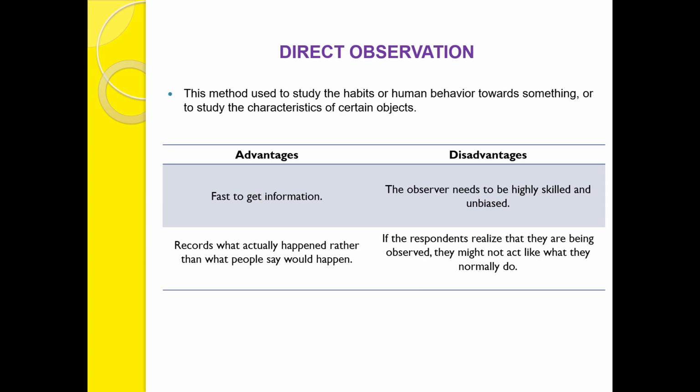And then, the disadvantage by using direct observation is the observer needs to be highly skilled and of course, unbiased. And then, another disadvantage is if the respondents realize that they are being observed, they might not act like what they normally do. Therefore, the data is less accurate. So this one, direct observation. Just observe the samples.